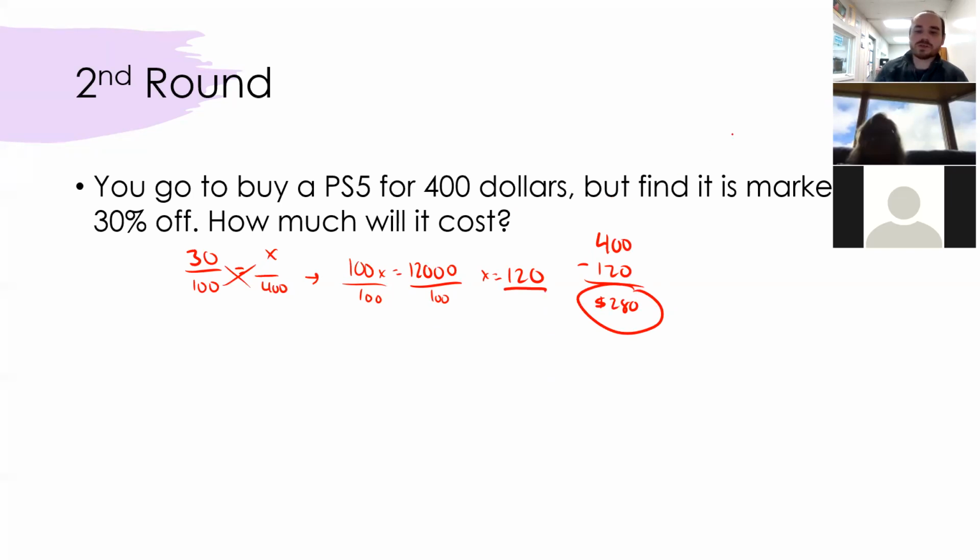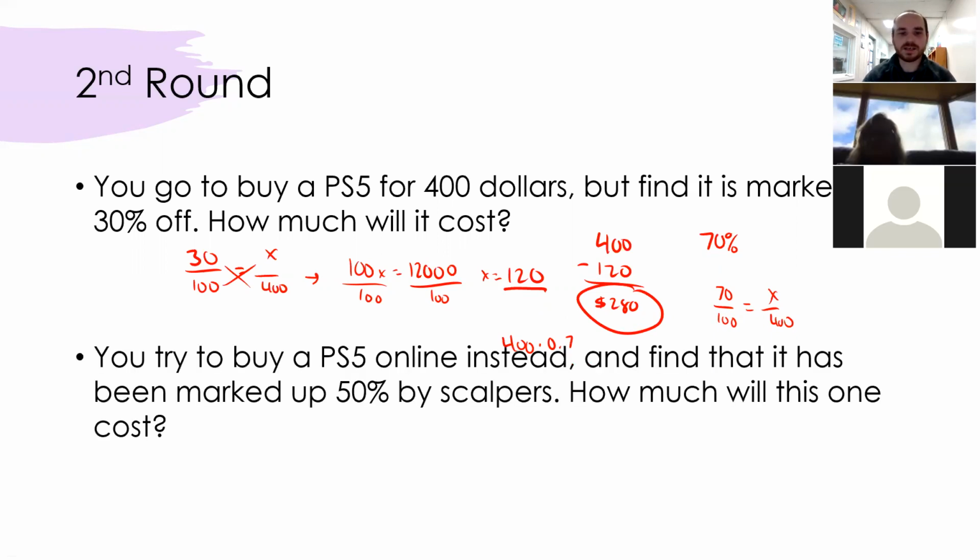The other way that you could do this one that's a little bit quicker, you could approach it by saying, okay, if it's 30% off, that means it costs 70% of what it is originally priced at. So you can do 70 over 100 equals x over 400, and solve this, you'll get 280, or just 400 times 0.7, if you're doing the shortcut way. Okay, so I'm assuming that that's still a little bit tricky for some people. So let's look at the next one.